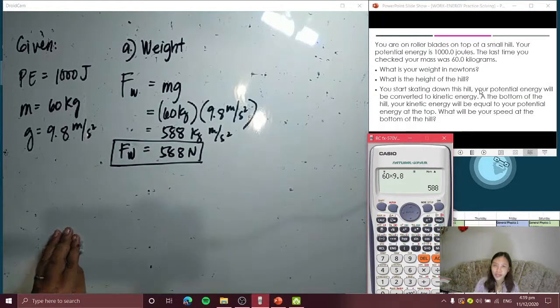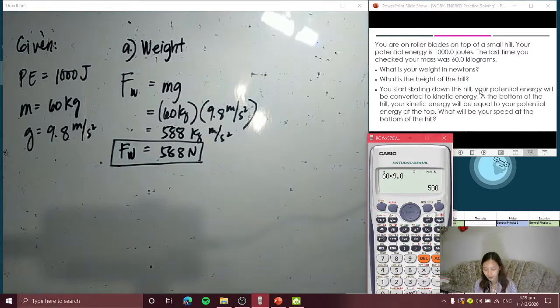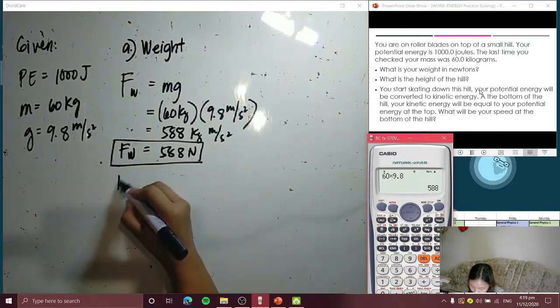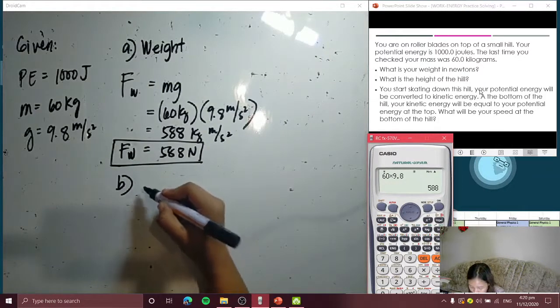Okay, you now have weight. 588 newtons. That's for our first unknown. So for our second unknown, what is the height of the hill? So how can we determine the height? Letter B. How can we determine the height of the hill?